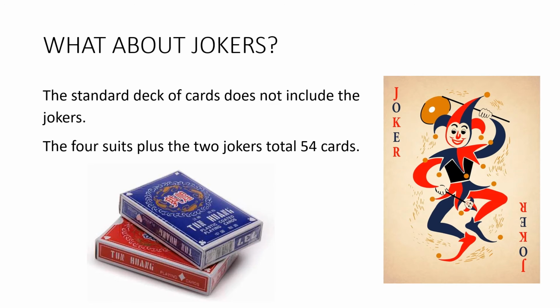Now you might be curious about the jokers because when you buy a pack of cards, you actually have 54 cards. There are 2 jokers included. But in probability, when we talk about the standard deck of cards, we don't include the jokers.